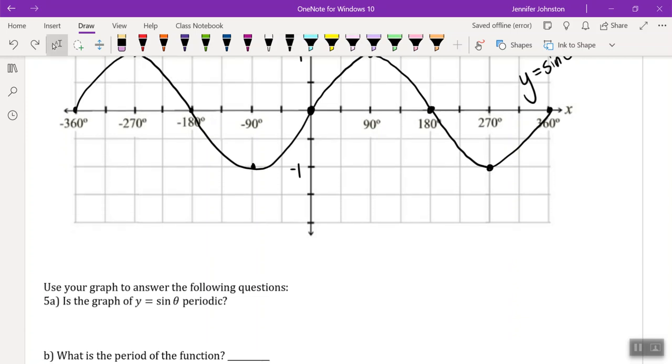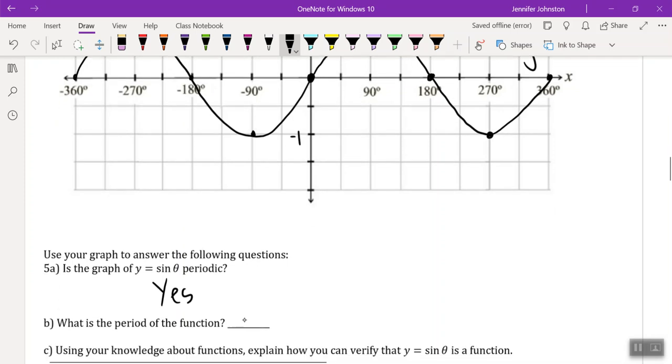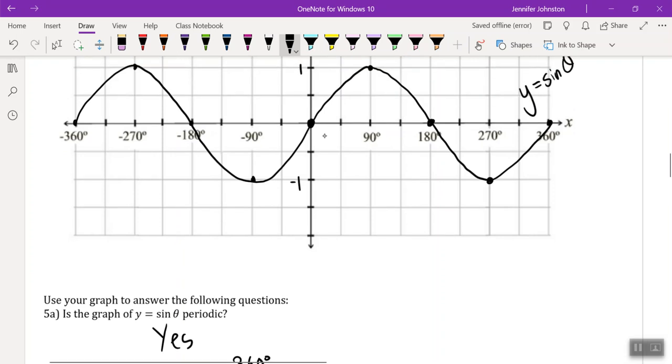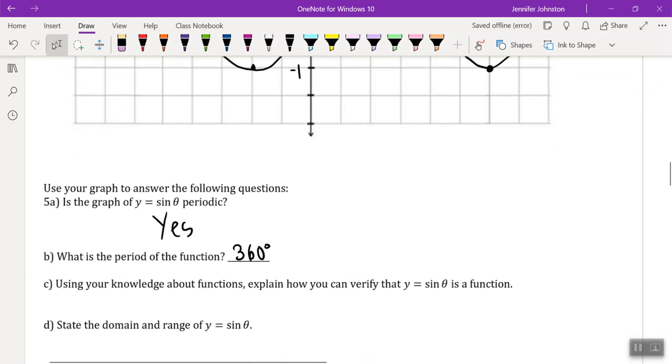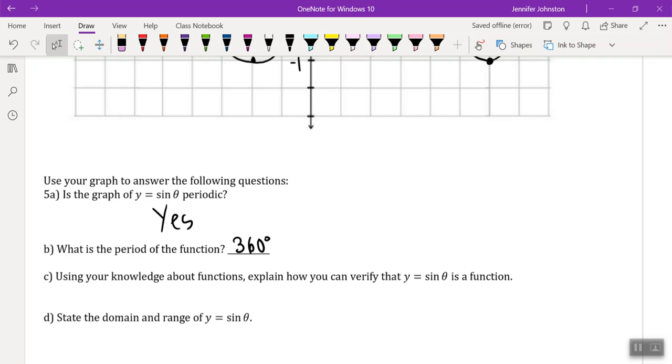All right, use your graph to answer the questions below. Is it periodic? Yes, it's periodic. We can see that here. What is the period of the function? We just talked about that. It's 360, because from this point to this point is 360. So it's always 360.